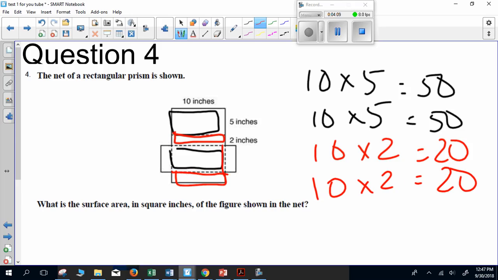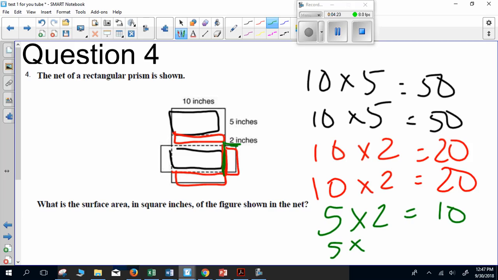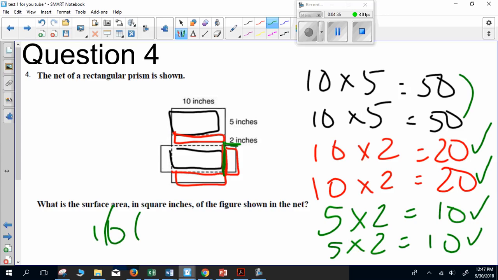And now I've got these side pieces. So this distance I know is 5. Right here is 5. And this distance I know is 2. So the last bit is 5 times 2, which is 10, and 5 times 2, which is 10. If I add this up, this is 100, 120, 140, 150, 160. So 160 square inches.